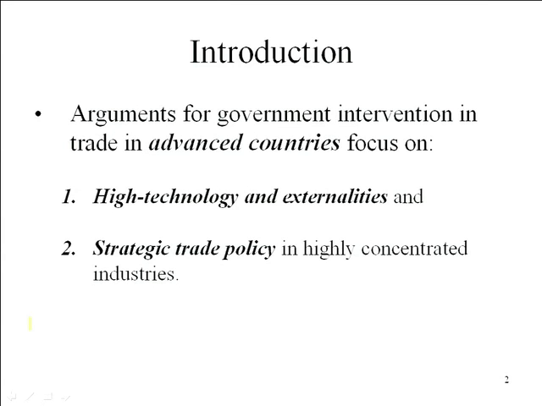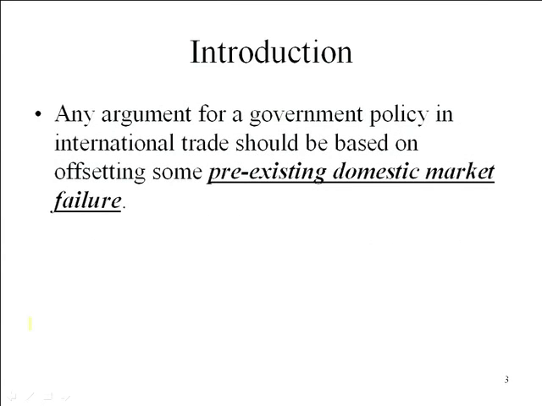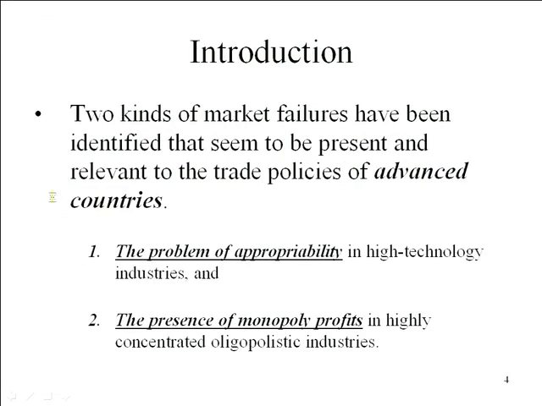Again, these arguments, as opposed to the export subsidy stuff, have a very different focus, and again, are mostly made in the context of developed countries. So we've argued before that from a national economic perspective, in order to justify some sort of government trade policy, we also need to have some sort of market failure. Presumably it's a domestic market failure that we're responding to. So that's what we need, regardless of whether we're looking at externalities in the high-tech industry or at monopoly profits. So those are the two issues that we want to pay attention to today.